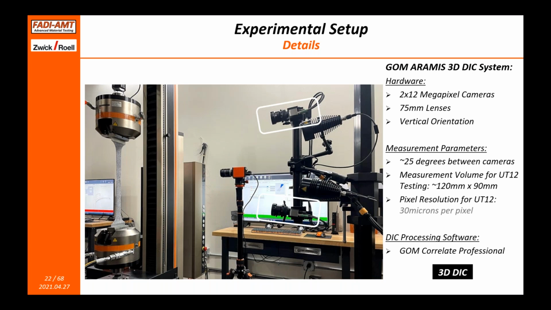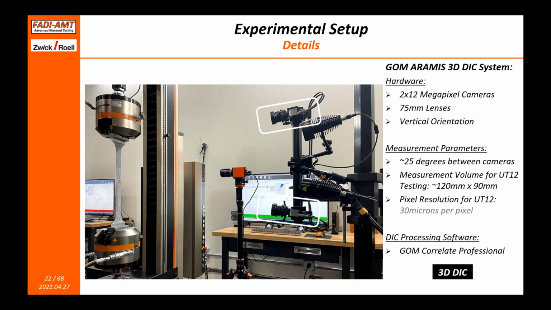We coupled it with 75mm lenses so that we can back off the system a little bit to the back so that we can fit the other system in front of it. And we used it in a vertical orientation so that we can maximize pixel resolution. We set the camera angle to 25mm.